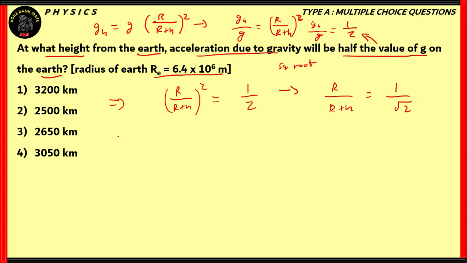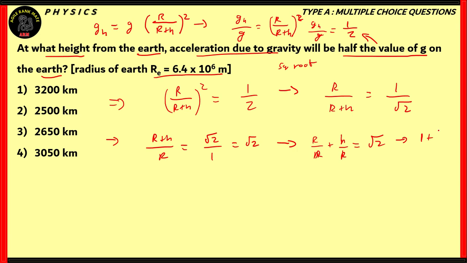Now in order to make our calculations simpler, we're going to take the inverse on both sides. So basically, if r by r plus h is equal to 1 over root 2, then r plus h over r will be equal to root 2 over 1, which is equal to root 2. Now from here, we're going to split the left-hand side into r by r plus h by r, equals root 2. So therefore 1 plus h by r, because the numerator and denominator are the same, so that will be equal to 1. So 1 plus h by r is equal to root 2.